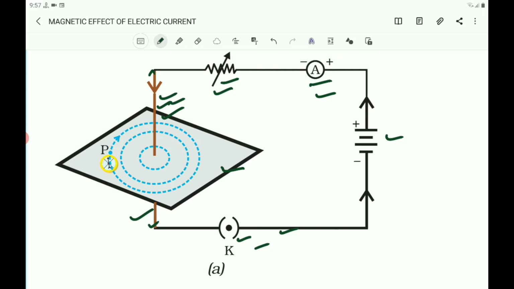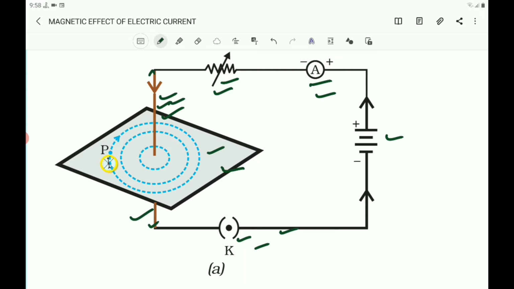To observe that, sprinkle the iron filings uniformly on the cardboard and keep the variable rheostat at a fixed position and note the current through the ammeter. First you sprinkle the iron filings on the cardboard and fix the rheostat for some resistance and plug the key, that is close the key so that current flows through the wire. When the plug is inserted, the circuit will be completed and current starts to flow through the circuit.